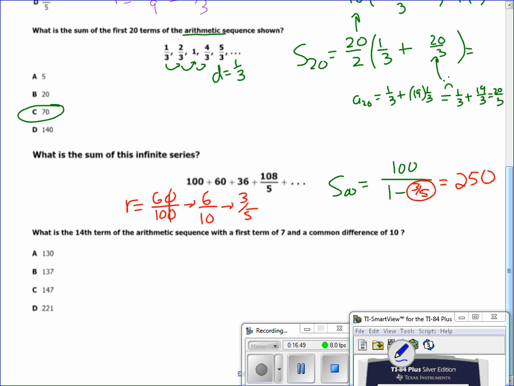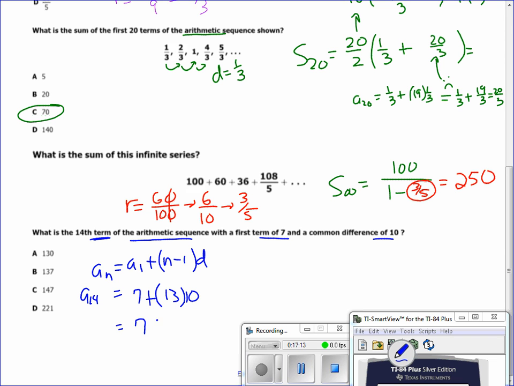So let's see, 14th term, arithmetic sequence. First term is 7, common difference is 10. All right, so I'm looking for a term, so I'm using this formula. First term 7, and n minus 1. Since I'm doing the 14th term, I will put a 13 here because 14 minus 1 is 13, and 10 goes out there. So quite easy, I get 7 plus 130, so 137.